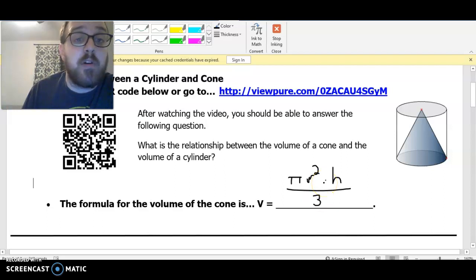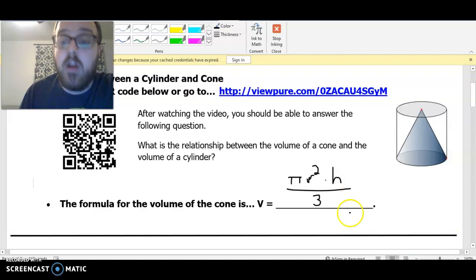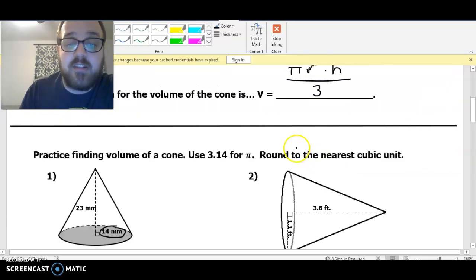Basically, this boils down to being very similar to how you found cylinders yesterday and the day before. You're going to have to figure out what your radius and what your height are, and then plug them into this formula, and you'll get the answer. Okay? Let's take a look at some example problems.